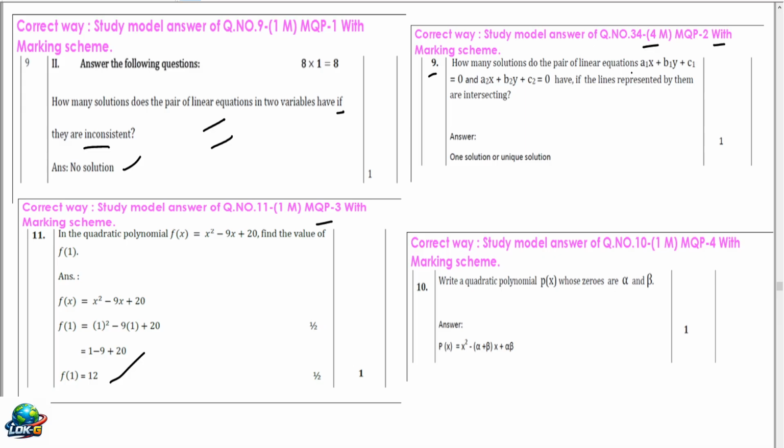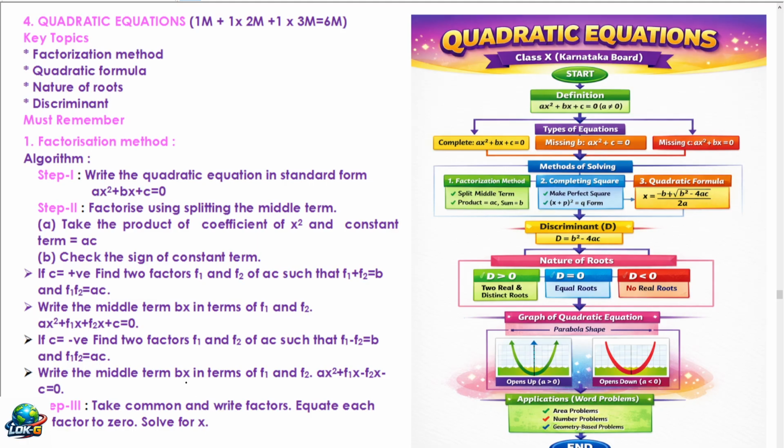How many solutions do the pair of linear equations a1x + b1y + c1 = 0 have if the lines represented by them are intersecting? It is a 1 mark question, printed as 4 marks, 1 mark question. Only one solution. Whenever they are intersecting, the solution will be only one. Another simple 1 mark question: write the quadratic polynomial p of x whose zeros are alpha and beta. You know that it is x square minus (alpha plus beta) into x plus alpha beta. You can easily answer it. And that completes pair of linear equations in two variables.